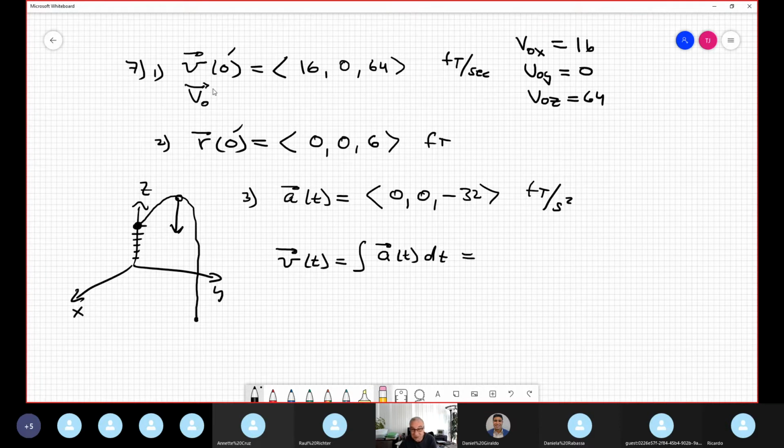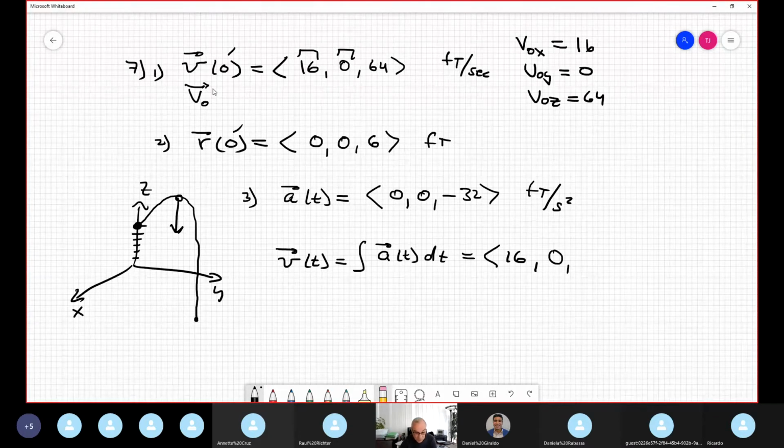Entonces, the antiderivative is exactly the same. We are doing it component by component. The derivative of 0 is a constant, but what constant? The initial one, which is 16. Make sense or no? Likewise, the antiderivative of 0 is a constant, but what constant? Bueno, in this case 0, because we have no velocity in the y direction.